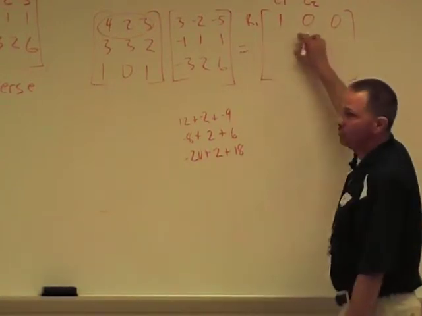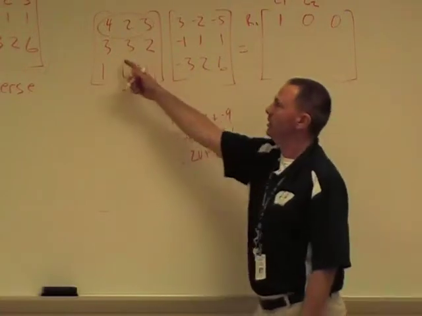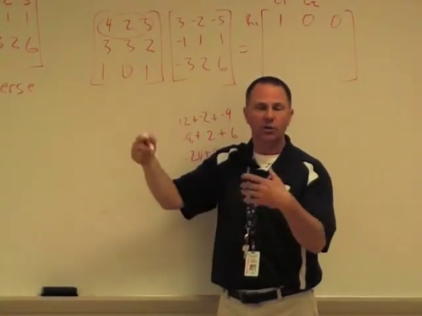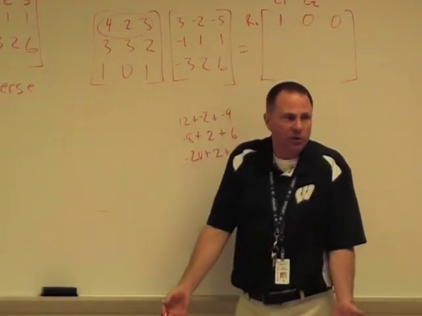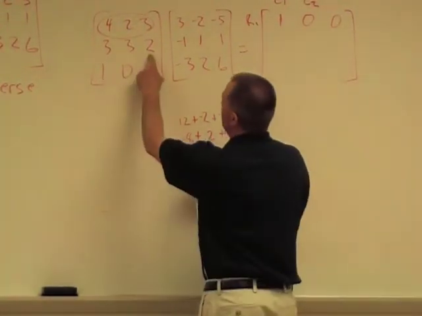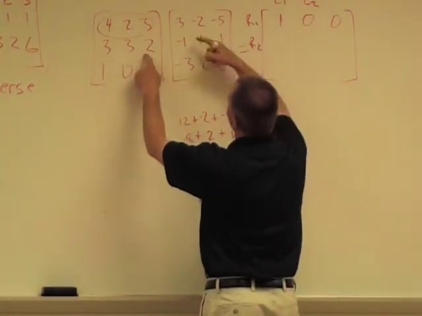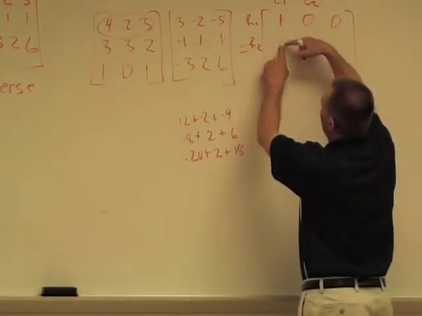Now how do I get row 2's answers? I need to use row 2 to start with. And this is where students got confused. They weren't sure what to do. Okay, so row 2 times each column: row 2 times column 1 gives me row 2, column 1's answer.